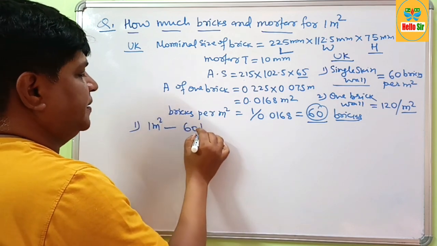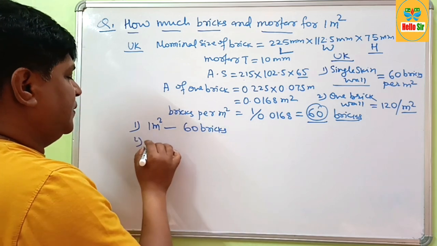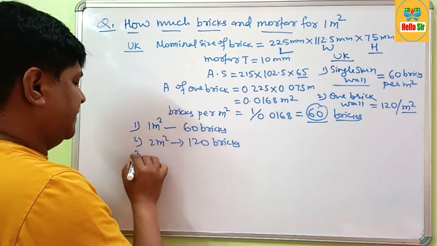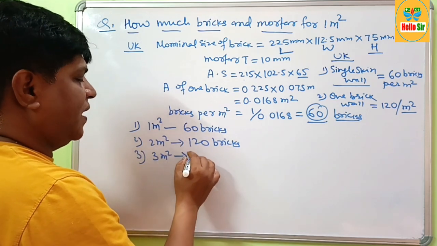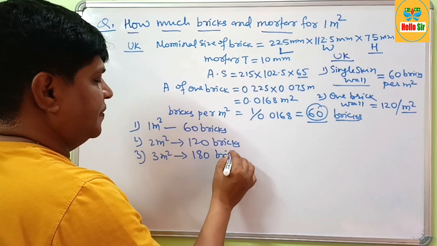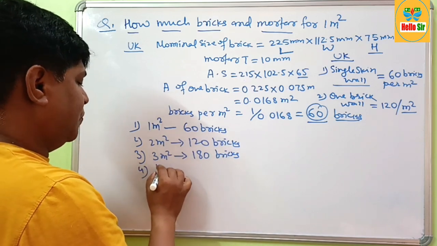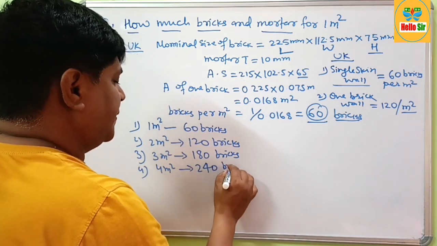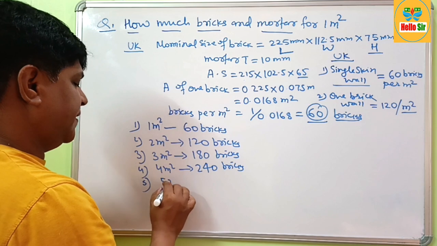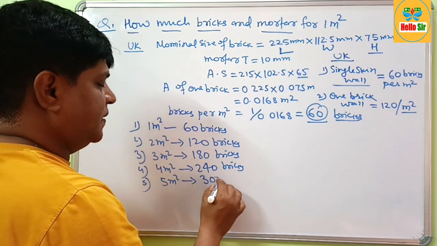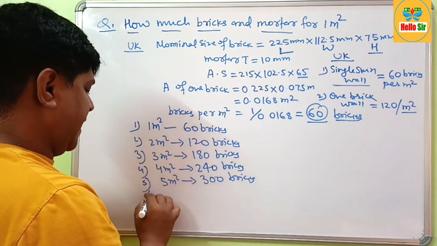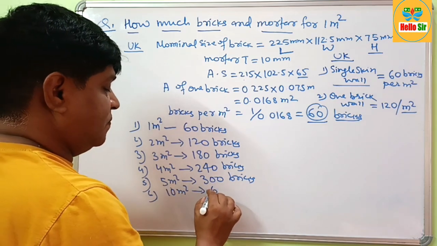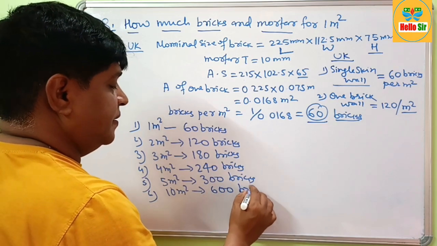1 square meter has 60 bricks, and 2 square meters has 120 bricks. Multiply this, and 3 square meters of brick wall has 180 bricks. By this means, 4 square meters is 240 bricks. 5 square meters has about 300 bricks. And 10 square meters has about 600 bricks.